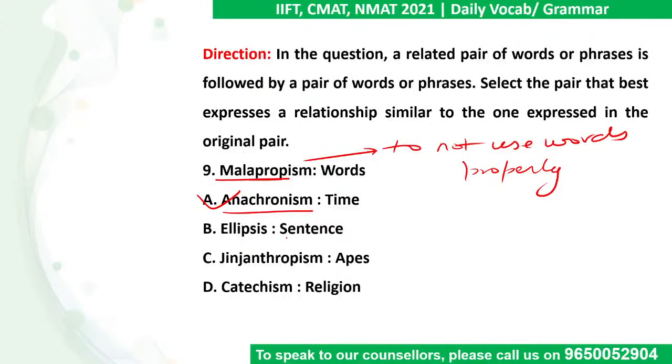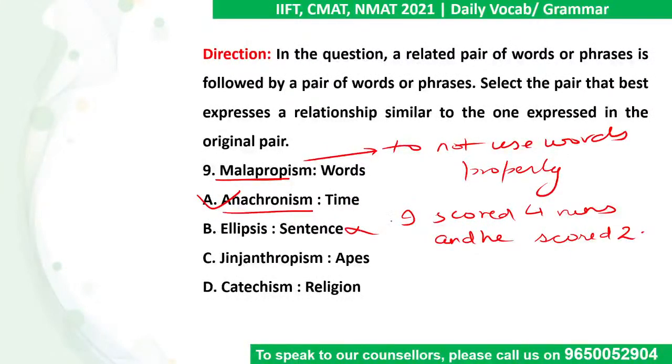B. Ellipsis is to sentence. What is the meaning of ellipsis? See, if I say I scored 4 runs and he scored 2, full stop. I don't complete the sentence. I don't say 2 runs, but that is obvious, right? That goes without saying. So that is the meaning of ellipsis. You skip certain words, because even without those words, the sentence would make sense.